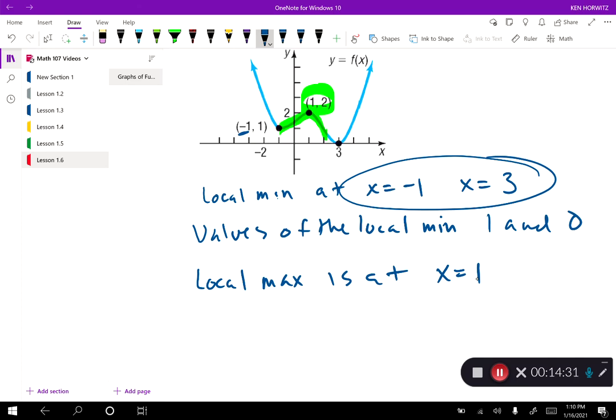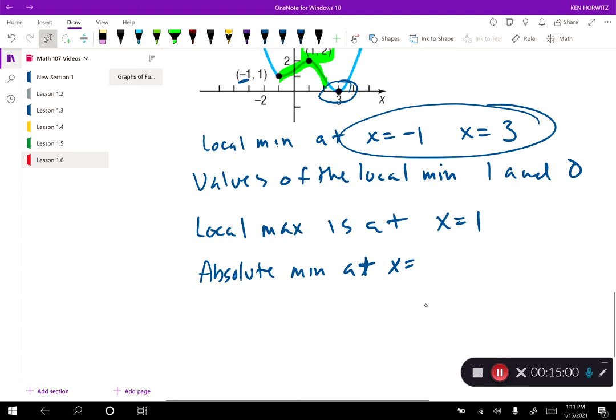Now, is (1, 2) an absolute maximum? The answer is clearly no. On both sides, the function goes much, much higher. In this case, I would say there is no absolute maximum, but there is an absolute minimum. Absolute minimum would be at x equals 3.